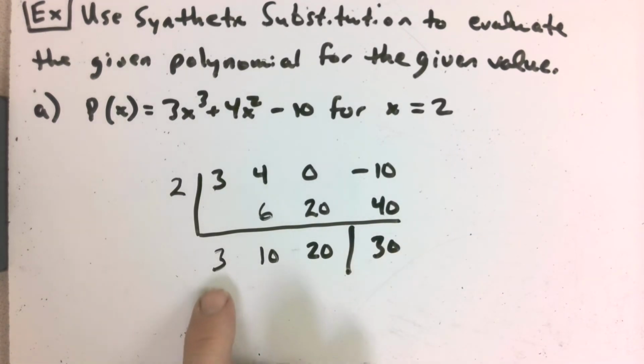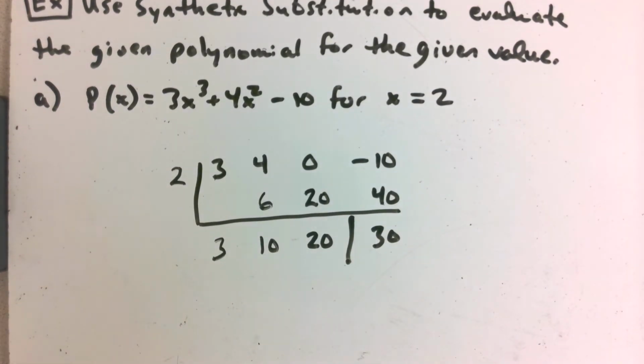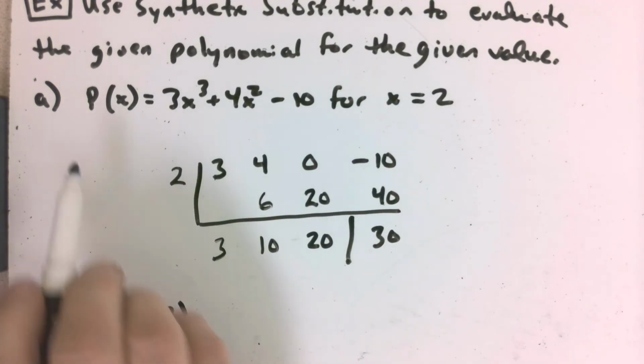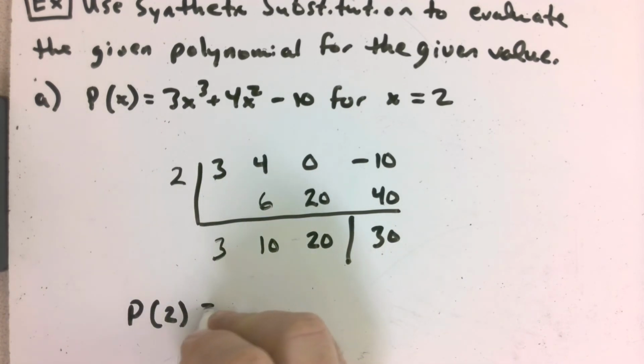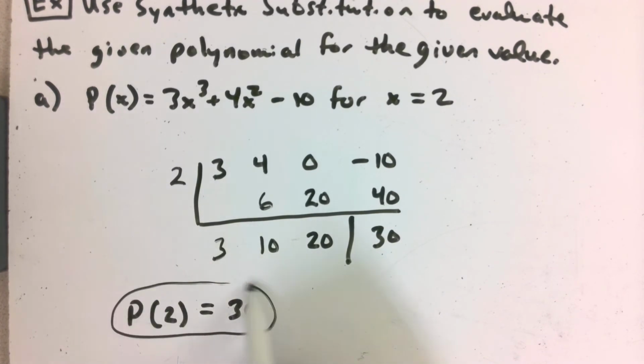The last number is our remainder. The numbers in front of that are our quotient. When you do synthetic substitution, your answer is simply the remainder. So we could say that P of 2, we took 2 and we plugged it in for x, so we're calculating P of 2. P of 2 for this problem is equal to 30. That is our final answer.